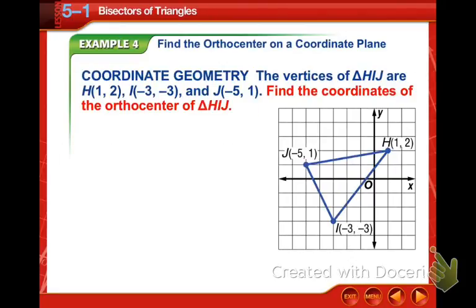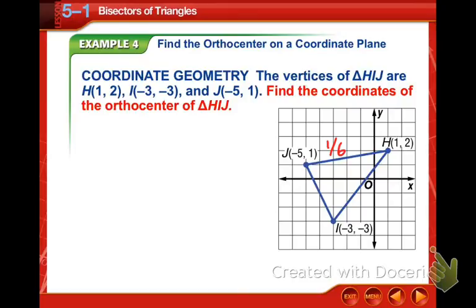Now, the problem for this one is quite long. So what we need to do first is figure out the slopes of all of our lines for our triangle. Conveniently, we are given a graph, so that makes finding the slope a little easier. So for JH, we go rise, 1, run, 1, 2, 3, 4, 5, 6. So it's 1/6.